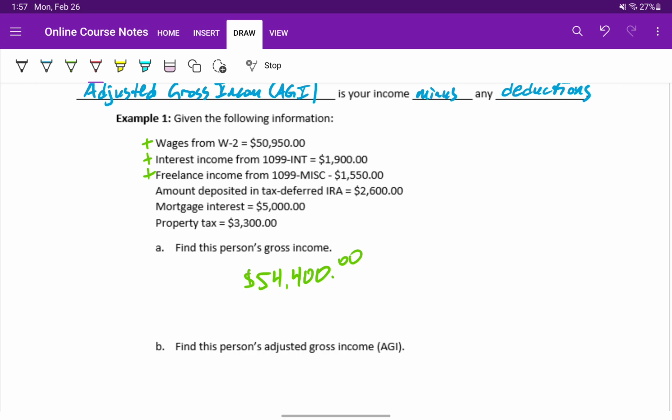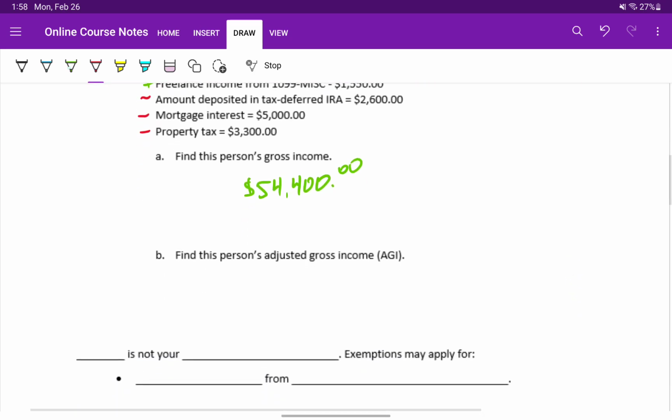In part B, we want to find this person's adjusted gross income. Now what we're going to do is subtract out any deductions. In this case, we have an amount that's deposited into a tax-deferred IRA. So that $2,600 is not counted as part of your income. You'll be taxed on it later after you draw that money. Mortgage interest from your home loan and property tax are examples of other deductions that can be applied.